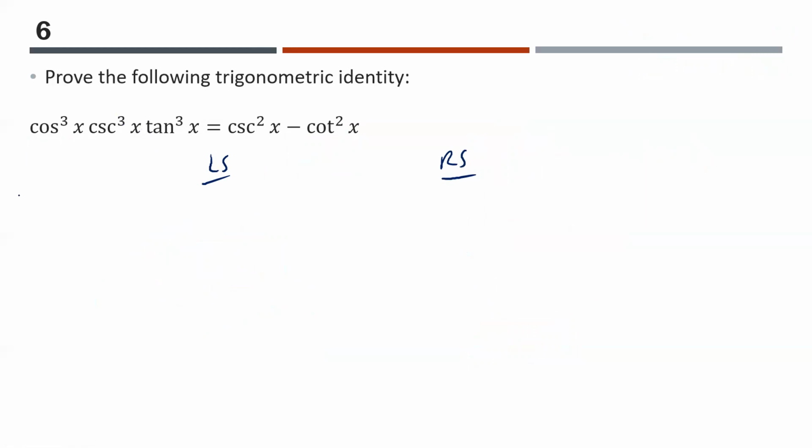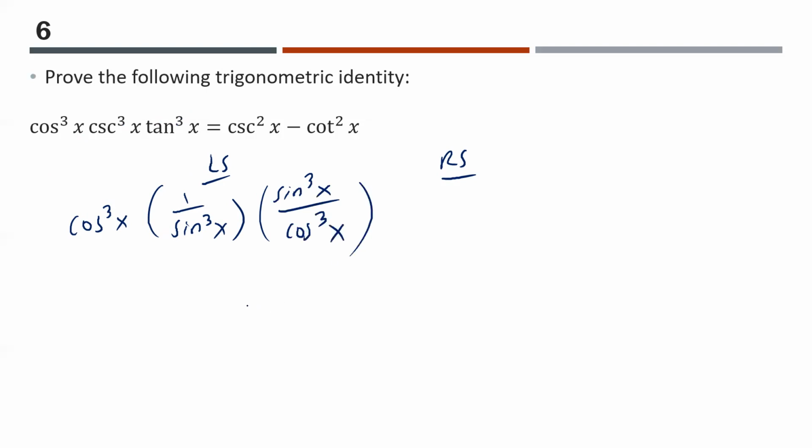First step is I would change everything into the sine and cosine, right? So cosine cubed, that's just fine. We don't have to worry about that. But cosecant cubed, that one we should worry about. That's going to be 1 over sine cubed. And tan cubed, that's not sine or cos. As much as that's familiar to us, it's not sine or cos. Let's change it to sine and cos. Remember, tan is the same thing as sine over cosine. So sine cubed over cosine cubed.